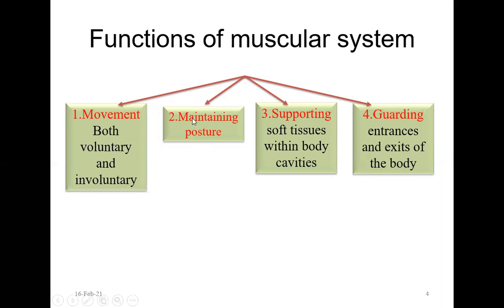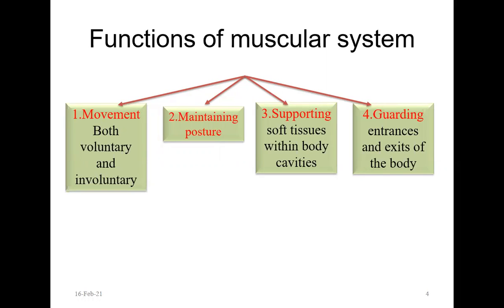Second is maintaining the posture. Even though there are bones, they might fall down. If there is no support, the bones all will collapse. As for the skeleton, you have seen the skeleton, it is supported by something. If not, all the bones will collapse and fall down. So for the maintaining of posture, that posture is given again by the muscle.